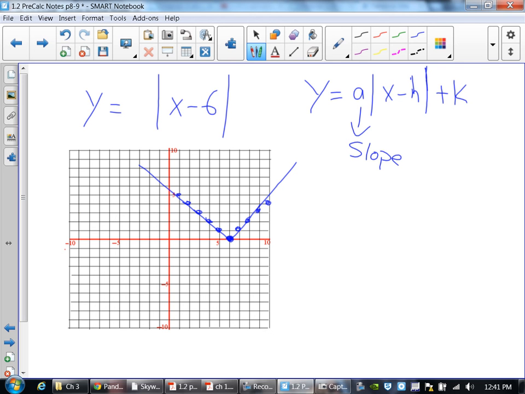All right. So the absolute value is symmetrical. It's symmetric about some vertical line. It's that vertical line that goes through the h value. I'm pretty sure you've seen that before. You might have just forgotten. Questions?